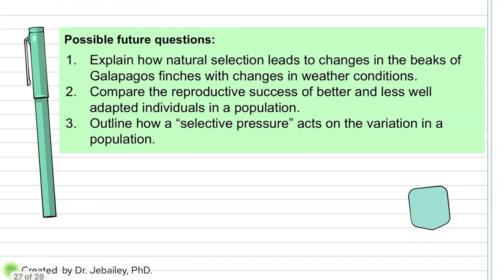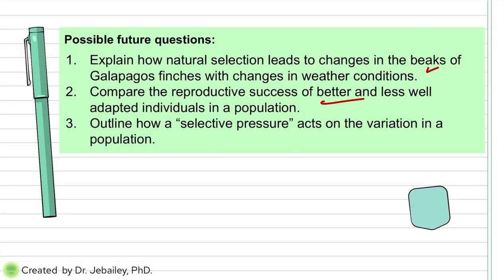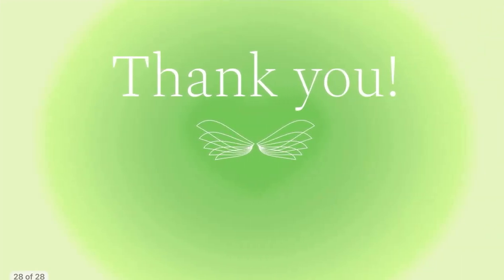And these are eventually the questions that you find on section 5.2. Here are some of the future questions, like the beaks of Galapagos finches, also the reproductive success of better and less adapted individuals, selective pressure, and variations, like the different types of selection factors we have there, such as the food, such as the habitat. So these are future questions that you can also find in my lecture video. And this is pretty much it for 5.2.